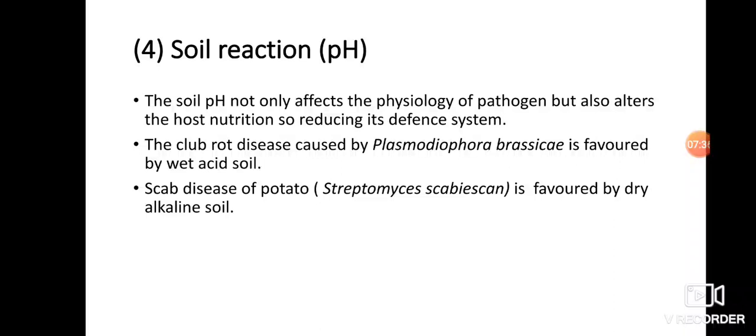The dry alkaline soil favors scab diseases. The common scab of potato is caused by Streptomyces scabies. This disease is severe between pH 5.2 to 8, and the development of disease can be checked below pH 5.2.